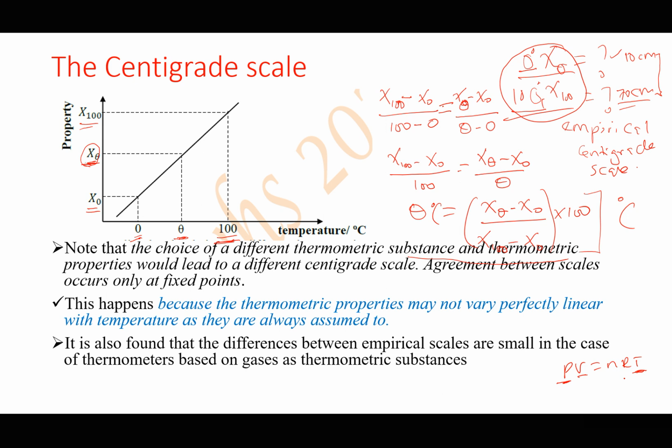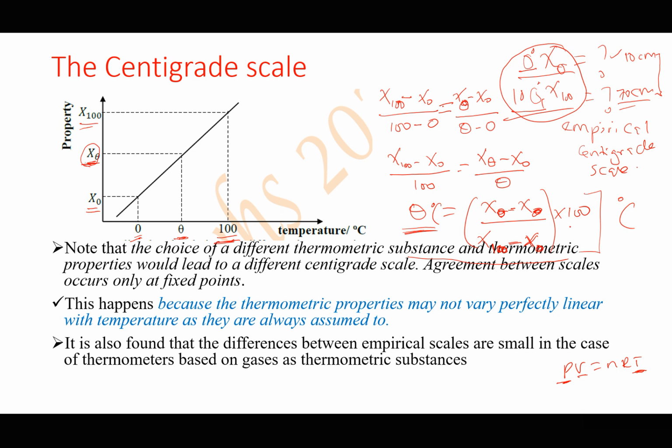From that, since we assume that the property varies linearly with the temperature, the values at the two fixed points give us a straight line. From the straight line, I was able to establish that the temperature in degrees Celsius can be given by the property at the unknown temperature minus the value of the property at 0 degrees Celsius or ice point, divided by the property at steam point minus the property at ice point, then multiplied by 100. Our answer will be in degrees Celsius.